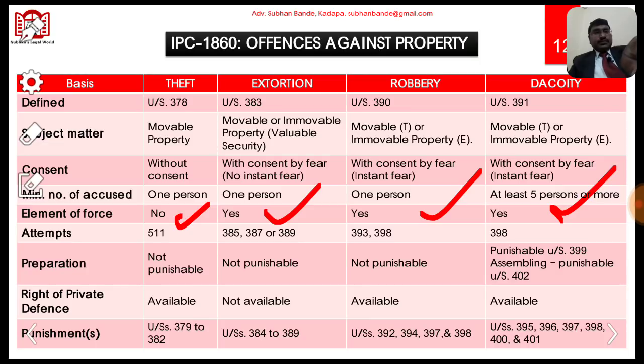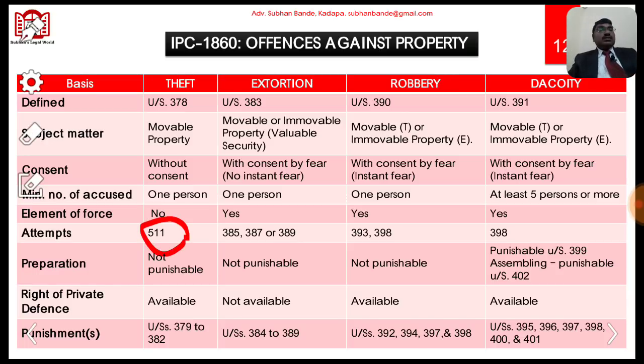Coming to the attempts, the attempt of theft is enumerated under section 511. It is far away from section 378. Friends, we need to remember this section. The attempt of theft is punishable under which section? It is punishable under section 511.